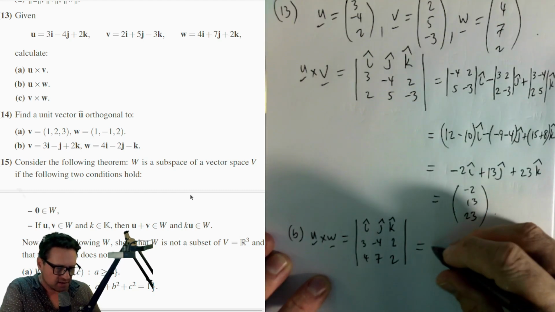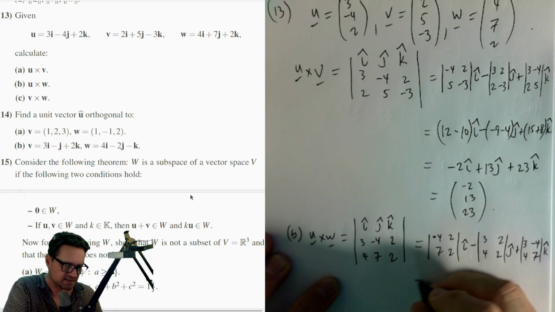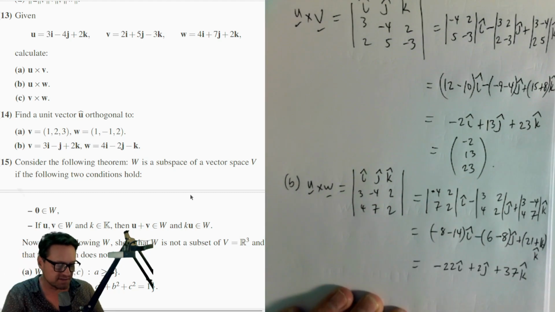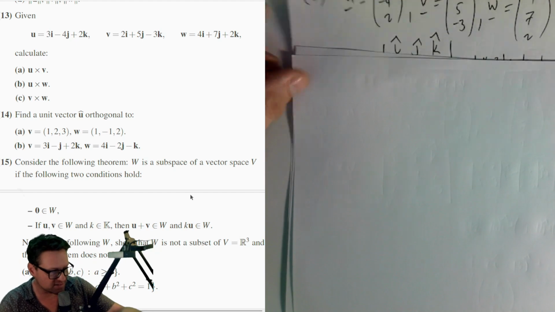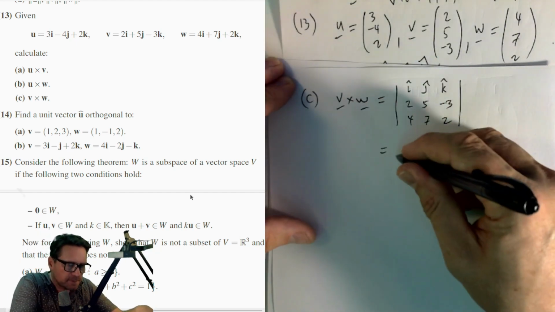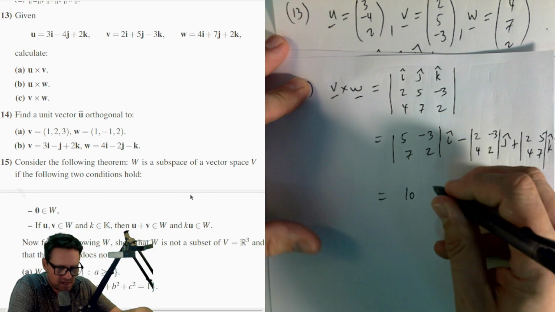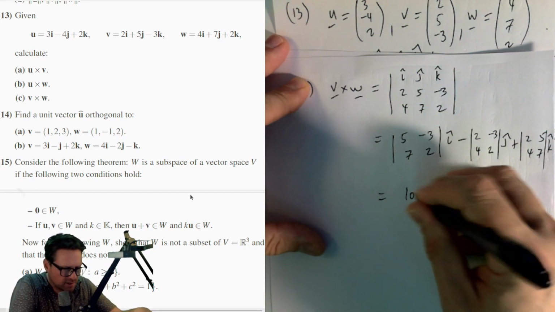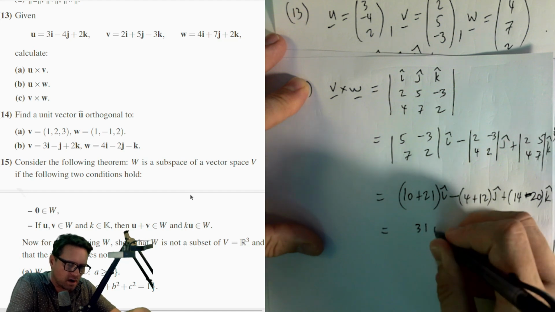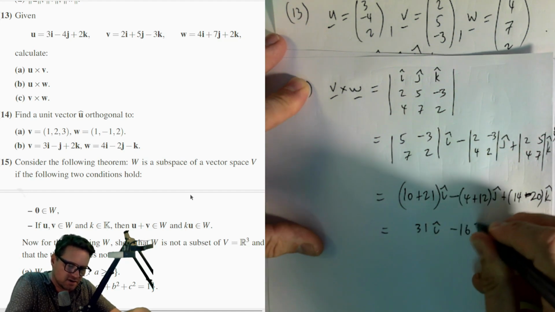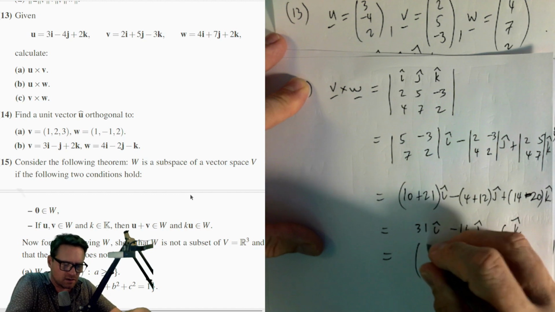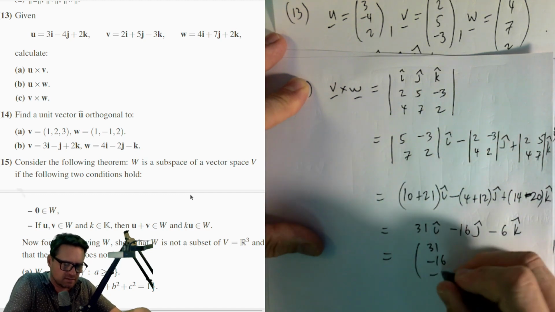Okay, expanding this, we have this. Okay, simplifying. Now we need to tidy up this and then write this as a column. Okay, part C, v cross w. Expanding the determinant. Okay, simplifying this, 10 minus minus 21 is plus 21. And simplifying the arithmetic gives 31 i hat minus 16 j hat minus 6 k hat. And so we'll write this as a column, 31 minus 16 minus 6.